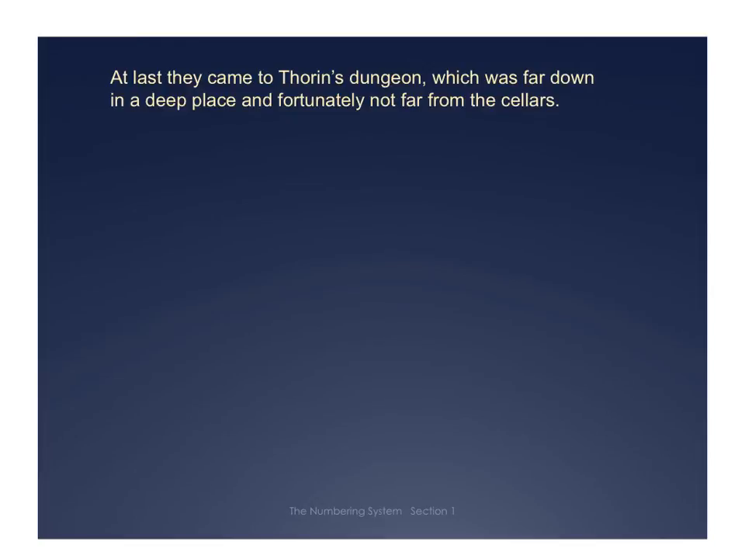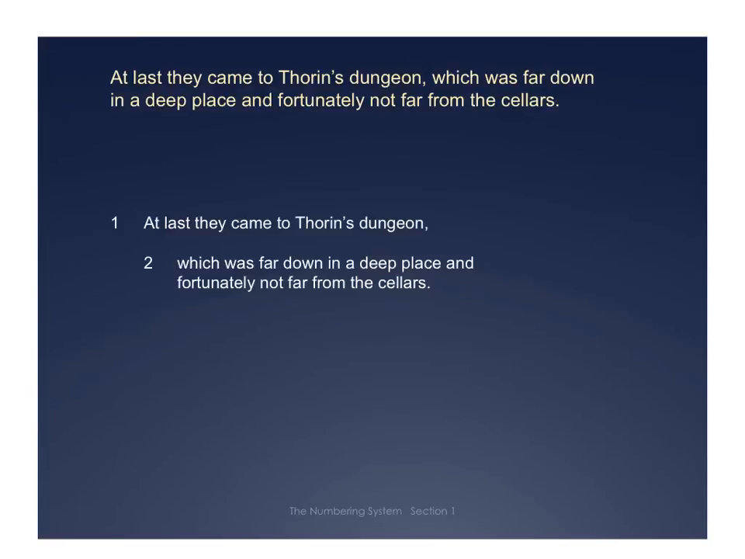This one is similar. Again, we have two pieces. They have a comma in between them, and this piece is the part that could have been a sentence by itself, and that comma could have been a period. And that's your level 1. The rest of it is not a sentence, so we indent, and we have our level 2. And again, we can see that it's modifying or telling more about something. They came to Thorin's dungeon. It's the dungeon which was far down, so that's what this one modifies.